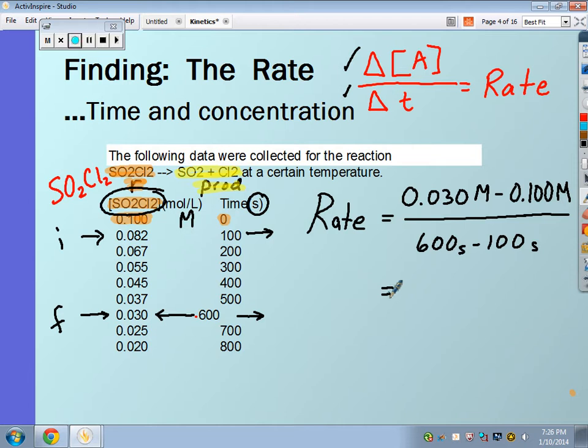If you do your math, you end up with negative 0.52 molarity over 500 seconds.